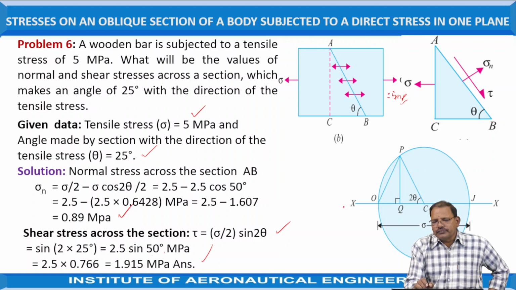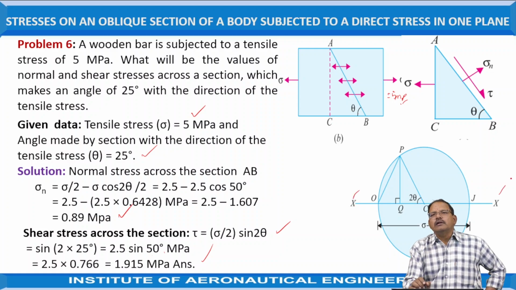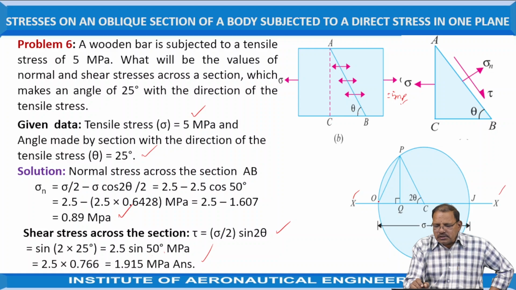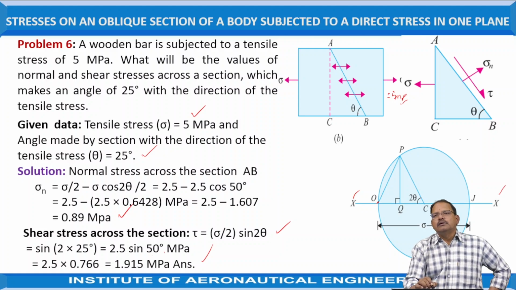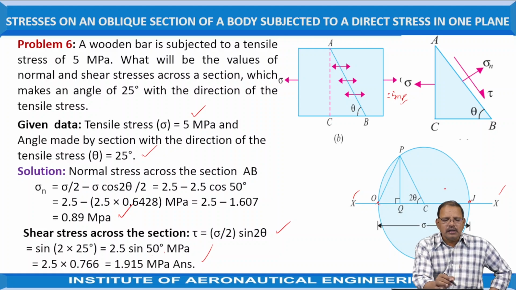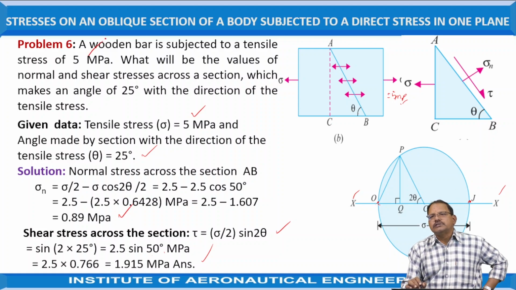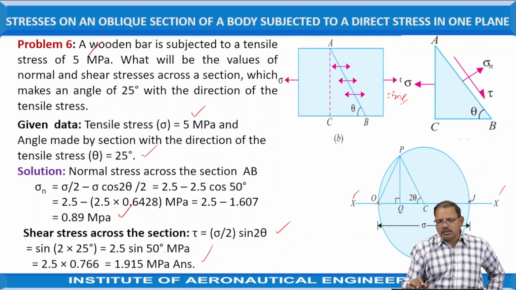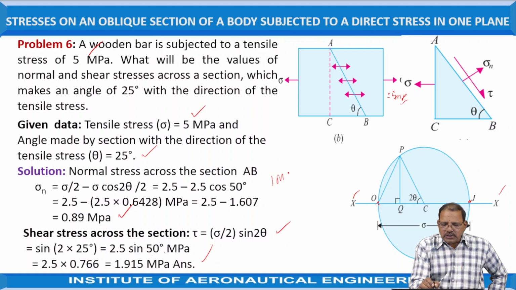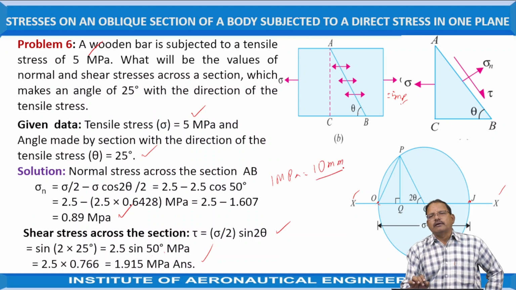draw a circle. First draw a straight horizontal line, which is represented as the x-axis as shown in the figure. At a convenient point O, mark J on it such that OJ represents the 5 megapascal tensile stress according to a suitable scale. The suitable scale I am taking is 1 megapascal representing 10 mm, or 1 centimeter.